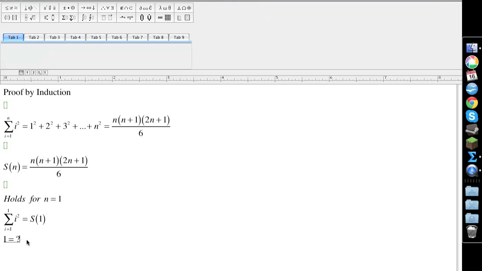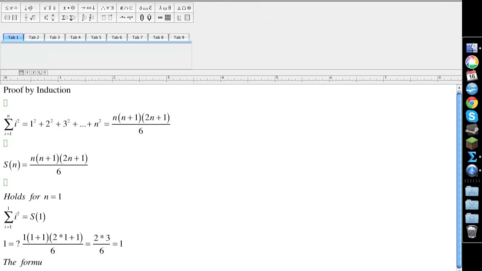So I put it equal to this formula, but I substitute the n with 1. So I put 1 here, I put the 1 there, and 1 there, times 1. So 1 is supposed to be equal to 1 plus 1, that's 2. So 2 times 1 is 2, plus 1 is 3, so 2 times 3 divided by 6, which I know is 1. So the formula holds for n equals 1.